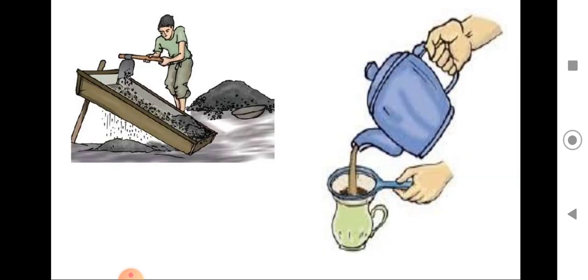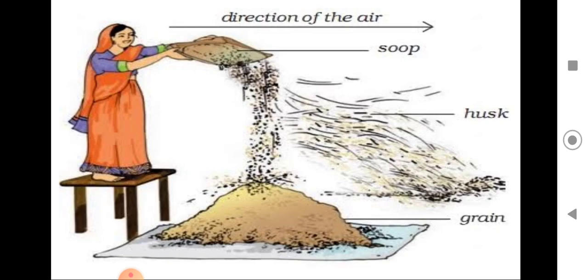Now you see these two pictures, and can you identify, children, in what way they are separating? What is the first picture? Fine soil is being separated. Is it a heterogeneous mixture? Yes. And here they are using a sieve. Here you see a filter is used to separate the tea leaves, right? Yeah.